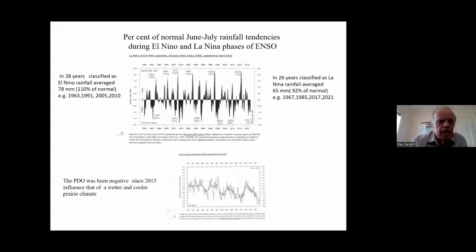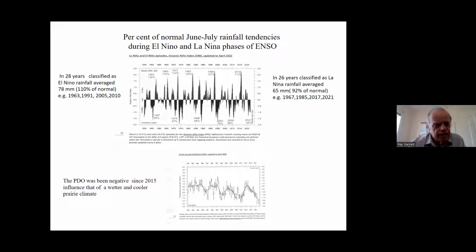So we looked at the El Nino La Nina years. And of course, above this line are the El Nino years and below are the La Nina. It's a little hard to read, but I did a quick classification year by year. And generally speaking, in El Nino years, the rainfall in June and July is about 110% of normal. Some exceptional years are 63, 91, 2005, 2010. And in La Nina years, you tend to be low, about 92%. Depends on how well you classified. I did it rather quickly, but those are La Nina years. And of course, we did poorly in these years in terms of rainfall in June and July.